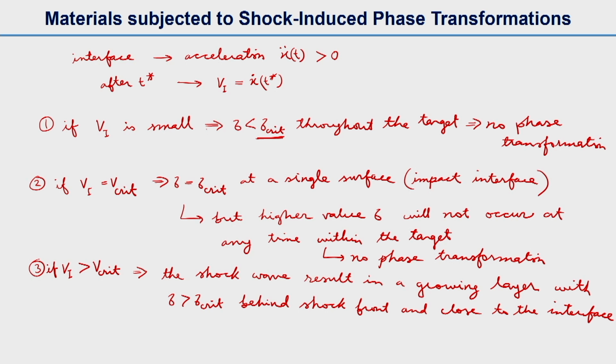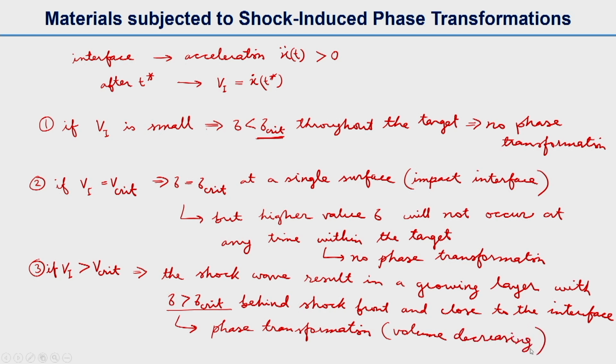So, in this case the impact interface acceleration will induce volume decreasing phase transformations. So what will happen is there will be a growing layer with sigma greater than sigma critical, and that means it will favor a phase transformation, that is, as we know, a volume decreasing phase transformation, delta V smaller than 0.